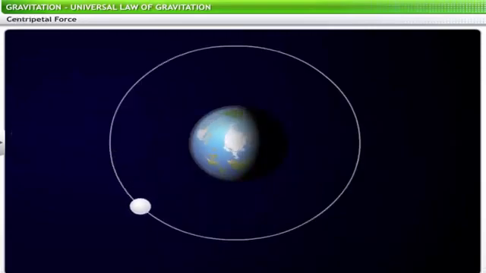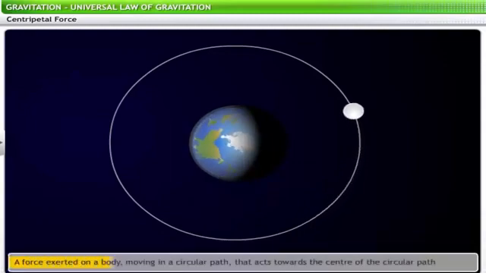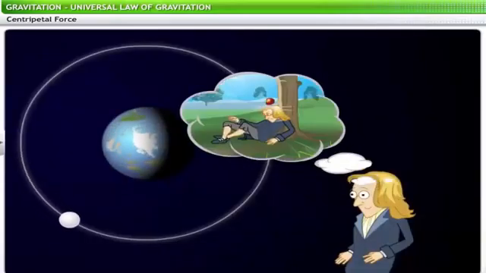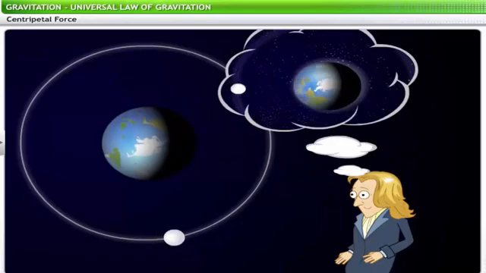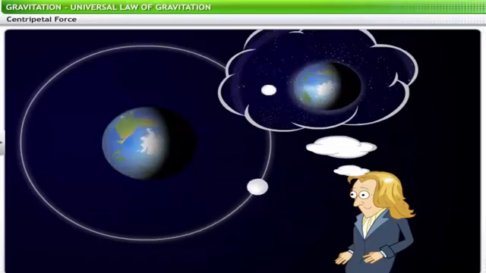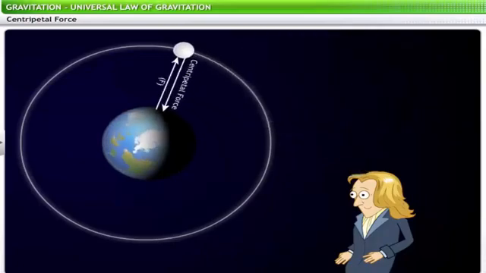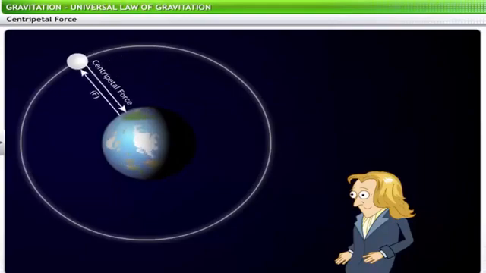The revolution of the Moon around the Earth is also a result of gravitational force, which acts towards the center of the Earth. Such a force exerted on a body moving in a circular path that acts towards the center of the circular path is known as centripetal force. Newton originally thought that like an apple or a ball, all objects should fall to Earth. However, based on his study of centripetal forces, he was able to explain why this does not happen.